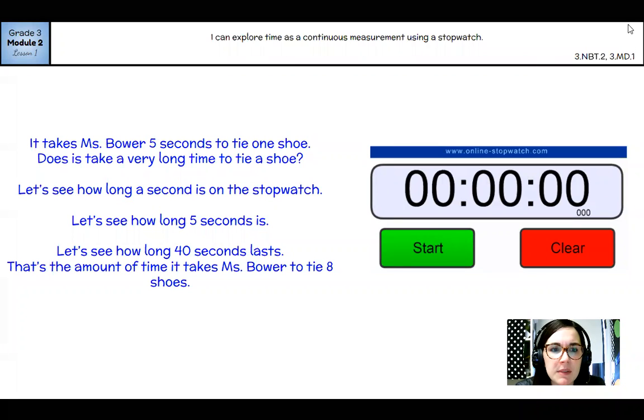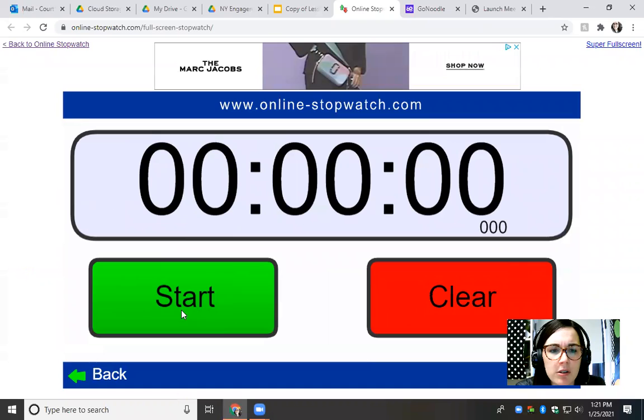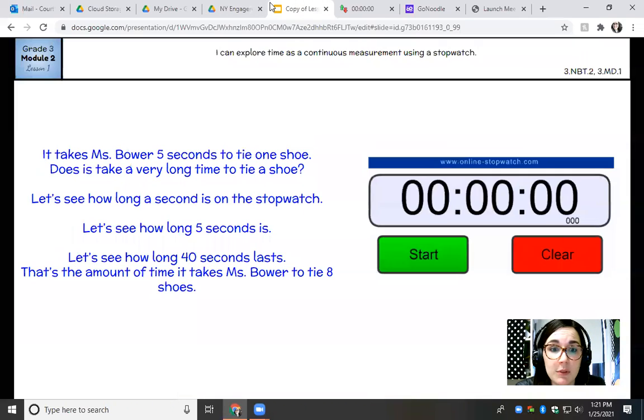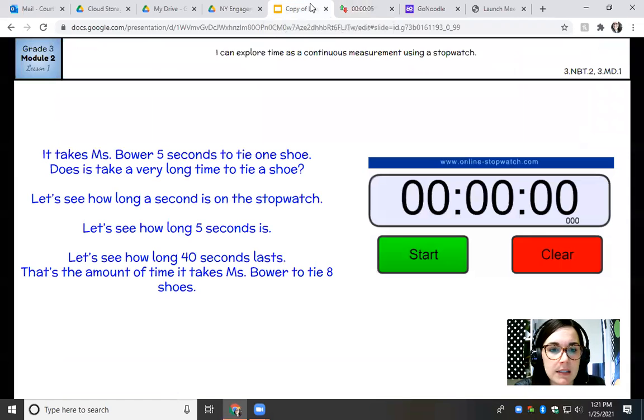Okay, it takes Miss Bauer 5 seconds to tie one shoe. Does it take a very long time to tie a shoe? Let's see how long a second is on the stopwatch. We're gonna go there. We're gonna see how long a second is on the stopwatch. Oh, and we're done. That was it. That was 1 second. Let's see how long 5 seconds is. Okay, that was 5 seconds.